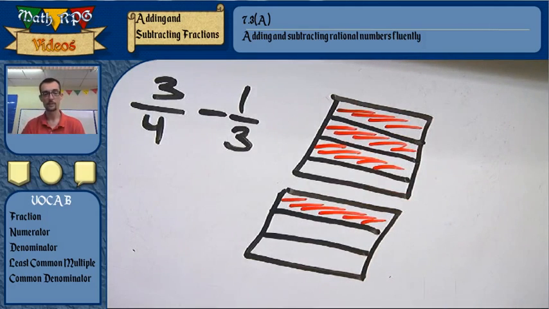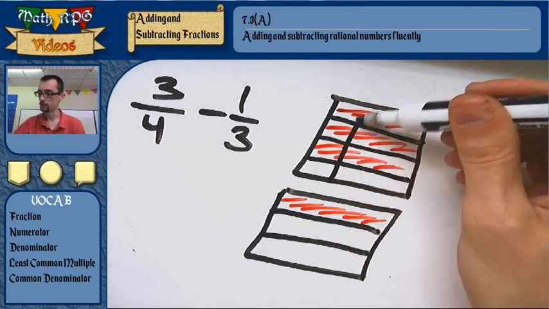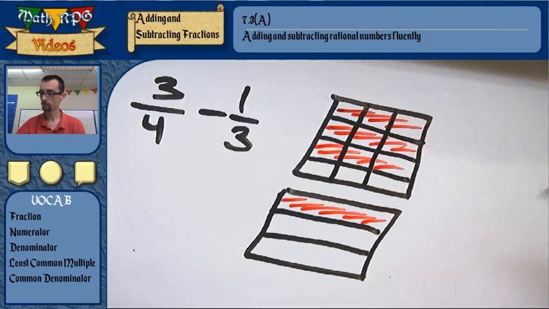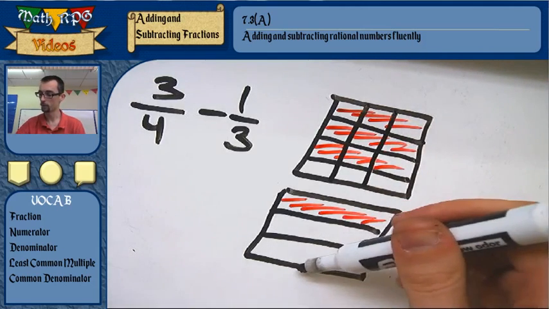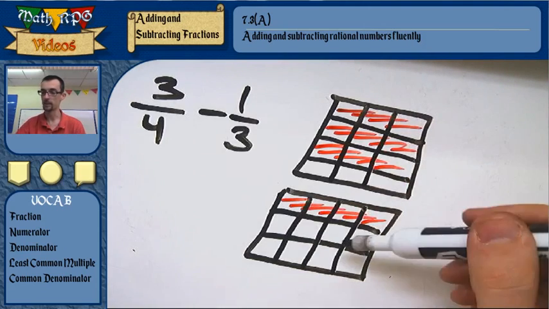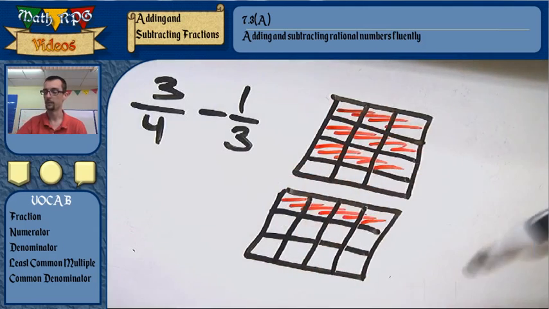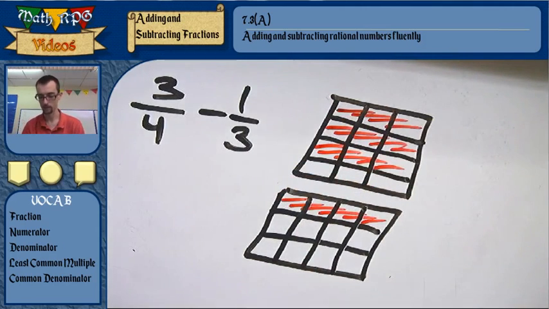Well, in order to do that, they have to be the same size. So what I do again, just like I did in the last video, is I take this one that's already divided into 4s, and I'm going to divide it into 3 pieces this way. And this one is already divided by 3, I'm going to divide it into 4 pieces this way. And now all these pieces are exactly the same size. This one is the same as this one, it's just tilted 90 degrees. It has 12 pieces, it has 12 pieces. They're all the same size.